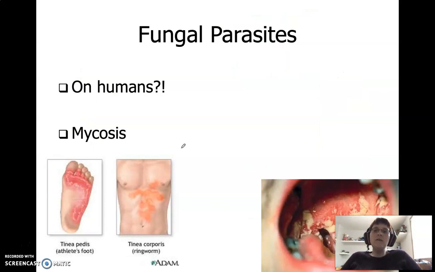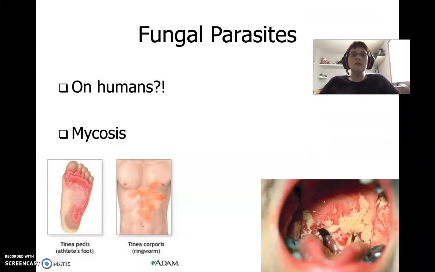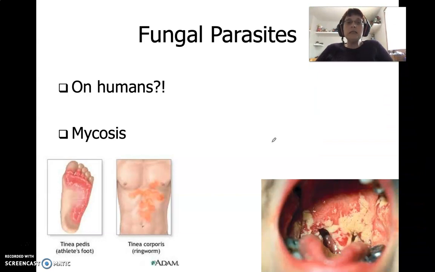There are also fungal parasites for humans as well as other organisms. So there are fungal parasites for frogs. There is a major one called chytrid fungus that is actually contributing to the extinction of some frog species and other amphibians. But we do have our own fungal parasites. If you have it, it's called a mycosis. There are different types of fungal infections, and you're seeing pictures of those down here.